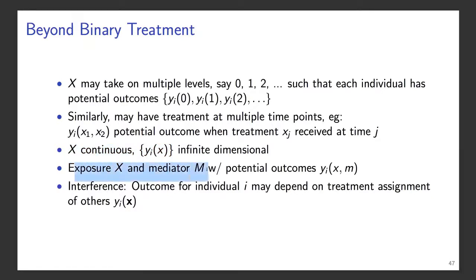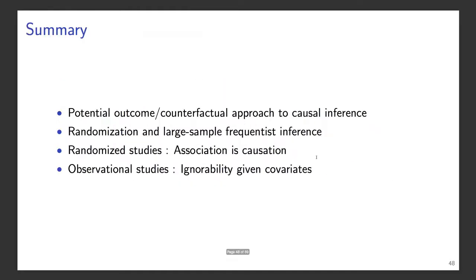Another active area of causal inference that's widely applied is mediation analysis. And so there, if we take the potential outcomes framework, we would index the potential outcomes both by the exposure and by the putative mediator. I know we're running short on time, so I'll just wrap up.